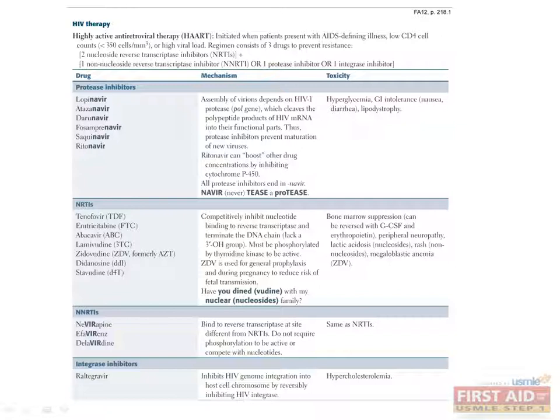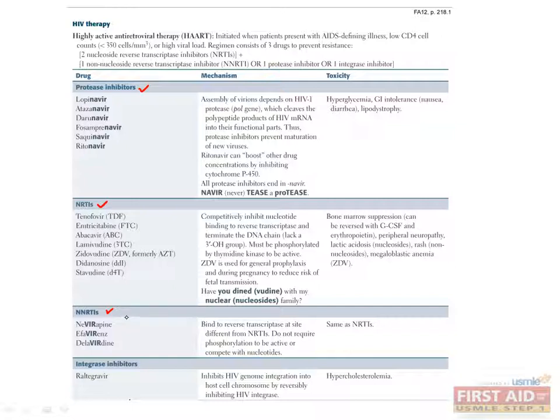Highly active antiretroviral therapy is initiated when patients present with CD4 counts less than 350, a high viral load, or an AIDS-defining illness. The combination of multiple, typically 3 drugs, helps prevent resistance, much in the way multi-drug therapy has evolved in the treatment of tuberculosis. The drug classes used in HIV therapy are the nucleoside reverse transcriptase inhibitors, or NRTIs, protease inhibitors, and non-nucleoside reverse transcriptase inhibitors, or NNRTIs, all of which we'll discuss separately.